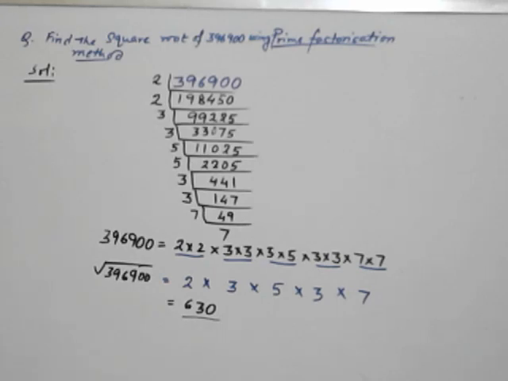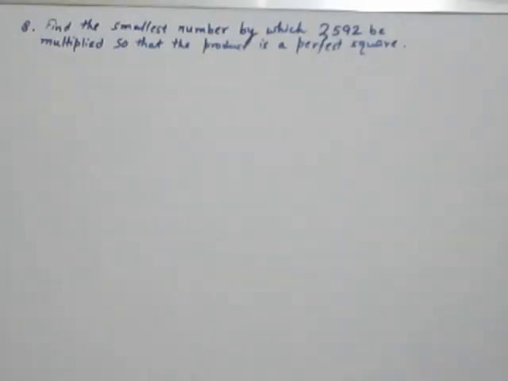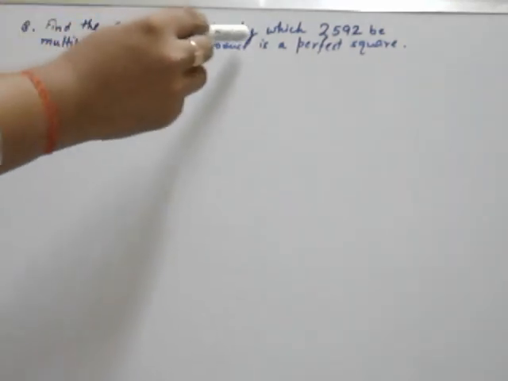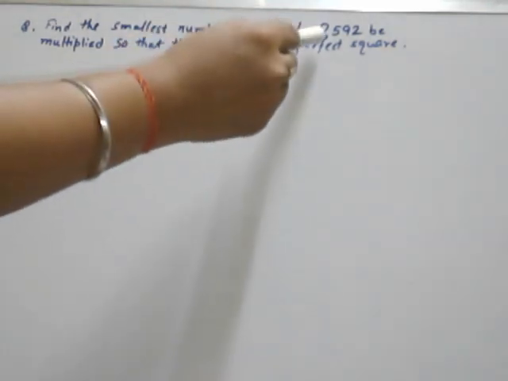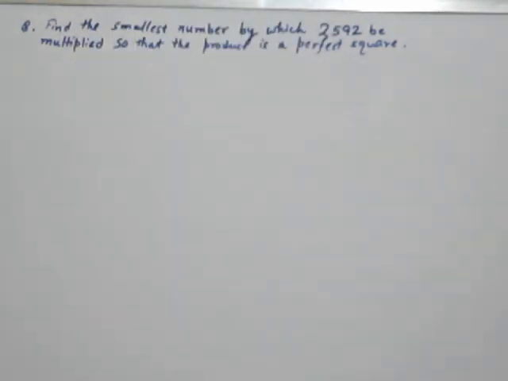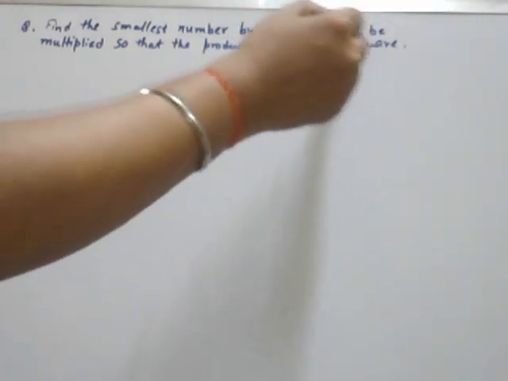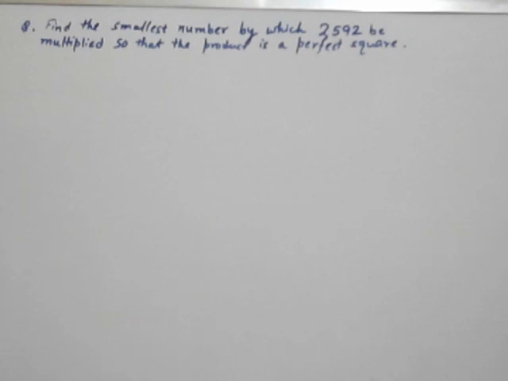Take another example. The next question is, find the smallest number by which 2592 must be multiplied so that the product is a perfect square. Here 2592 is not a perfect square number. If you multiply by another number, you get a perfect square number. You have to find that smallest number.